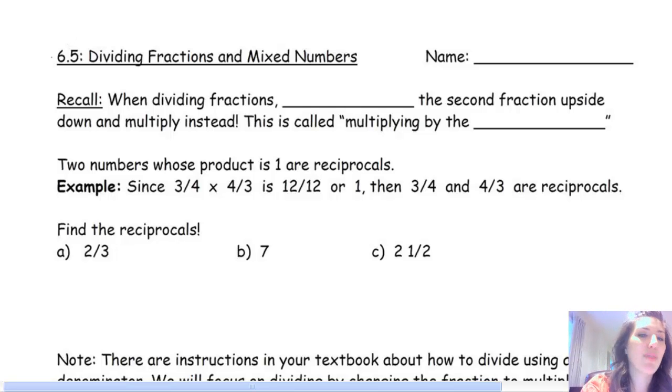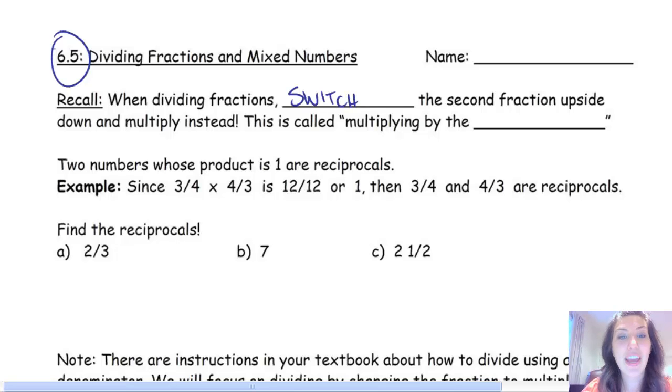Today we are on 6.5, Dividing Fractions and Mixed Numbers. So when dividing fractions, you need to switch the second fraction upside down and multiply instead. We call this multiplying by the reciprocal.